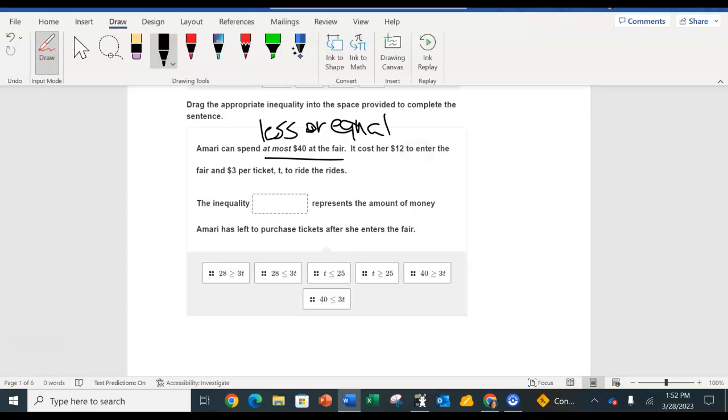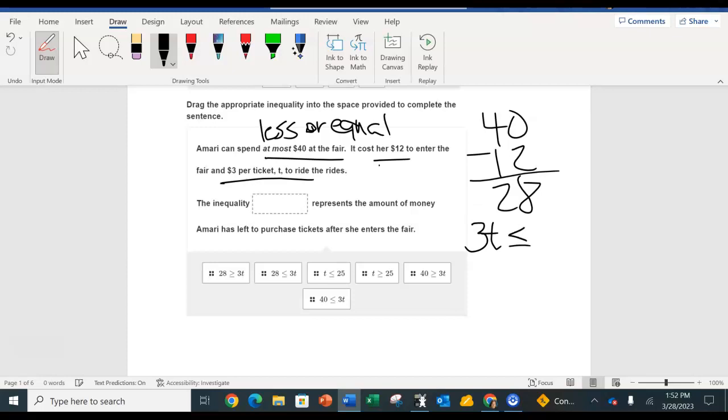All right, so if it costs $12 to get in, that means that's automatically going to be deducted from her 40. So if you have 40 minus 12, that leaves you $28 after entering the fair. We also know that each ticket costs $3. So it's going to be $3 per ticket, and that's going to have to be less than or equal to 28. All right, so we can mark off all the ones that have 40 still because they didn't account for paying to get into the fair, and the 28 doesn't make sense.